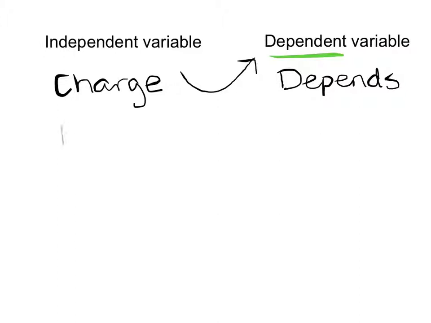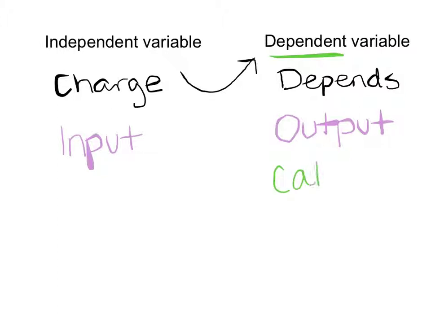The independent variable is usually the input into an equation or a function. The dependent variable is usually the output of an equation or a function. So usually I think about the dependent variable as the thing that you calculate. Had a hard time spelling that. Sorry about that. And the independent variable is the thing you put into the equation to find the calculation. So let's look at a couple of examples where we can see the change in the dependent variable over the change in the independent variable and find that rate of change.